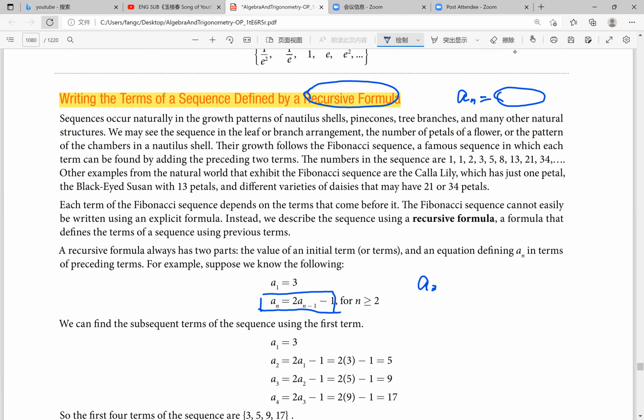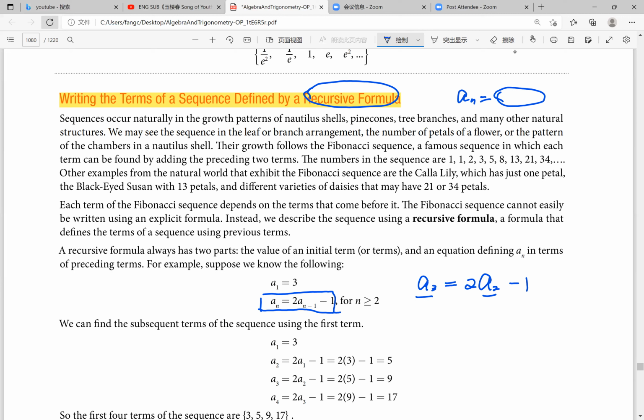For example, if I ask you to find the value of a sub 3, or the third term of the sequence, we don't know. We just know a3 equals 2 times a2 minus 1. We just know the relationship between the second term and the third term of the sequence. So how to find the nth term of the sequence? By using a recursive formula.